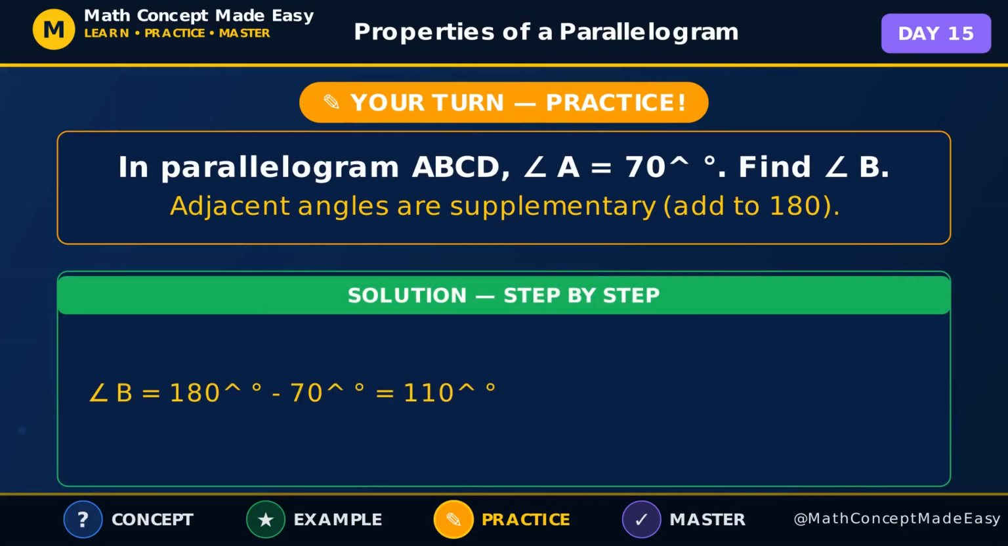Okay, let us solve it together. Angle B equals 180 degrees minus 70 degrees, which equals 110 degrees. How did you do? If you slipped anywhere, rewind and watch that step again. That is exactly how strong students learn.